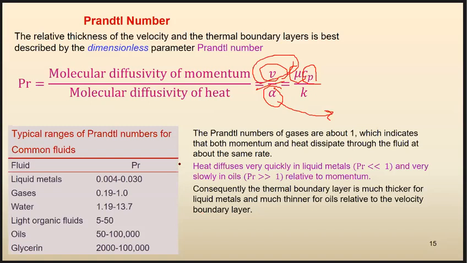The Prandtl number is also tabulated at the end of the book for different fluids at different temperatures, thermal conditions and pressures. For liquid metals, the Prandtl number is very small. For gases it is larger. For water it is at a moderate level. For oils it is very large. For light organic fluids it is, again, at a moderate level. So what does the Prandtl number really mean?